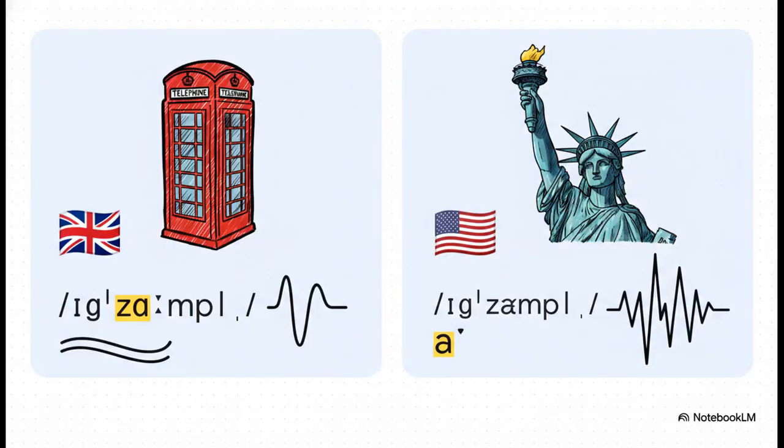And this is where the IPA is just brilliant, because it captures those little regional differences. So for the UK pronunciation on the left, see that aw symbol? That gives you that longer R sound, like in example. But then for the US on the right, it's an A symbol. That's the short A sound you get in a word like cat. It's a tiny change in the symbol, but it makes a huge difference in the sound.